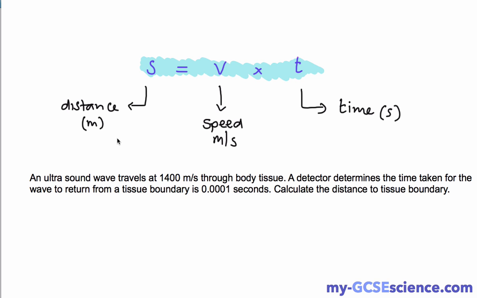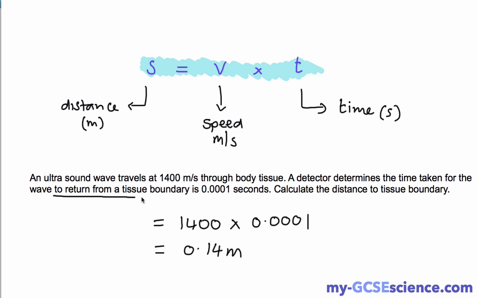So this is fairly straightforward. We've got the distance equals speed times time. So in this case we would just have to substitute in the formula. So it's 1400 times 0.0001, which is actually 0.14 meters.